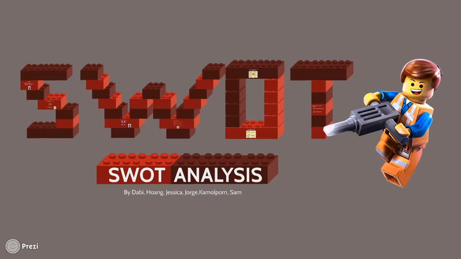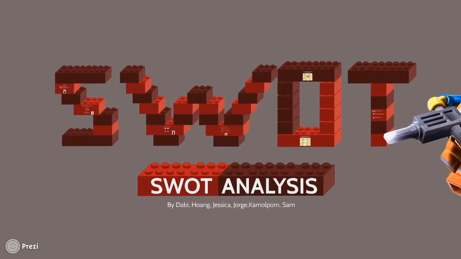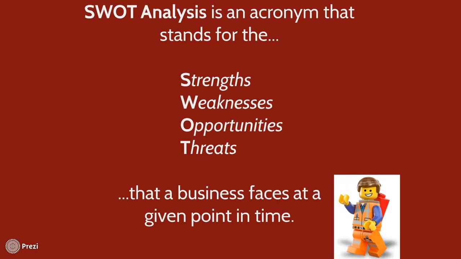We will be using the Lego group as an example throughout this video. SWOT analysis is an acronym for strengths, weaknesses, opportunities and threats. It presents itself as a strategic management tool that provides a general summary of the internal strengths and weaknesses of the organisation and the external opportunities and threats to the organisation.